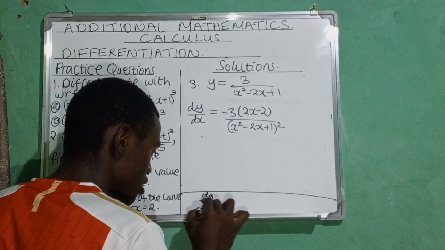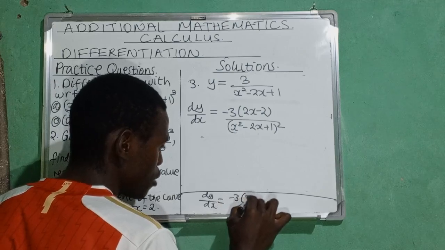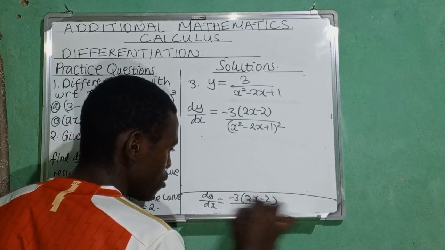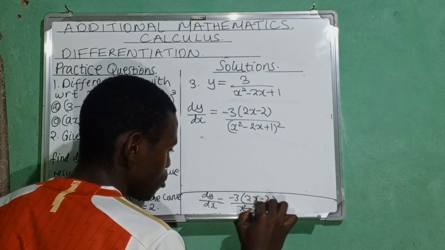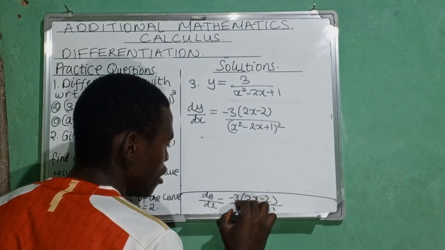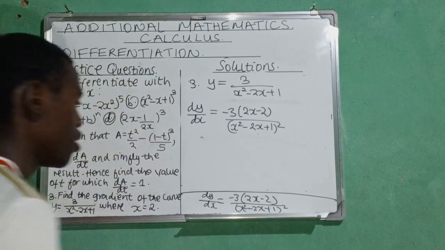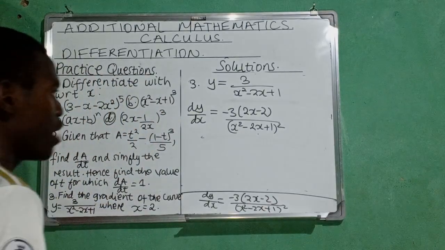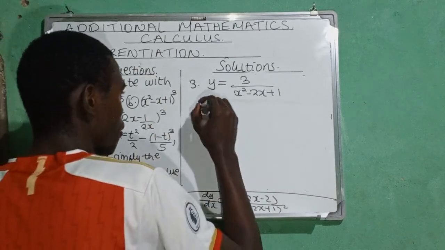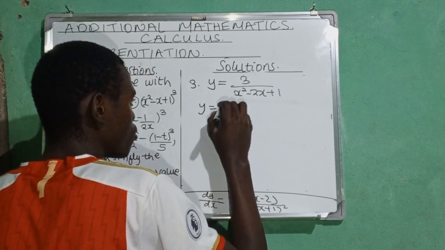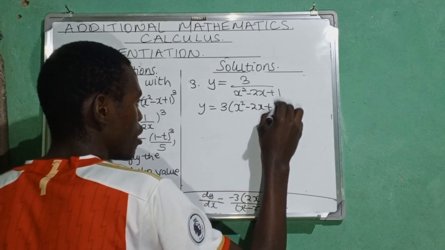Using that method, this is your final answer for the derivative. In this question, I've been asked to find the gradient, so your derivative is your final answer. Your dy dx is going to be equal to minus 3 multiplied by 2x minus 2, divided by x squared minus 2x plus 1, everything raised to the power 2. Okay, so this is your final answer. Now I'm going to use method 2. Method 2 will be y is equal to 3 multiplied by x squared minus 2x plus 1 raised to the power negative 1.